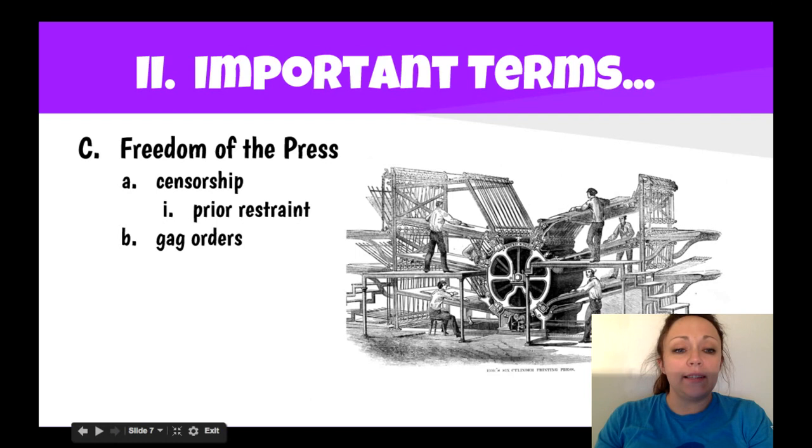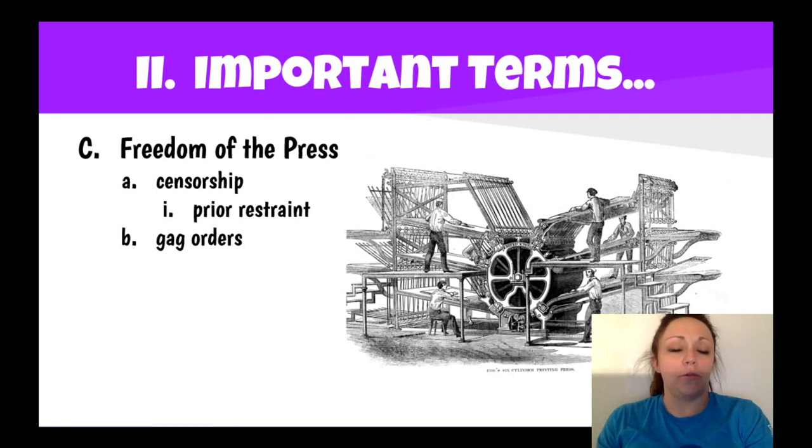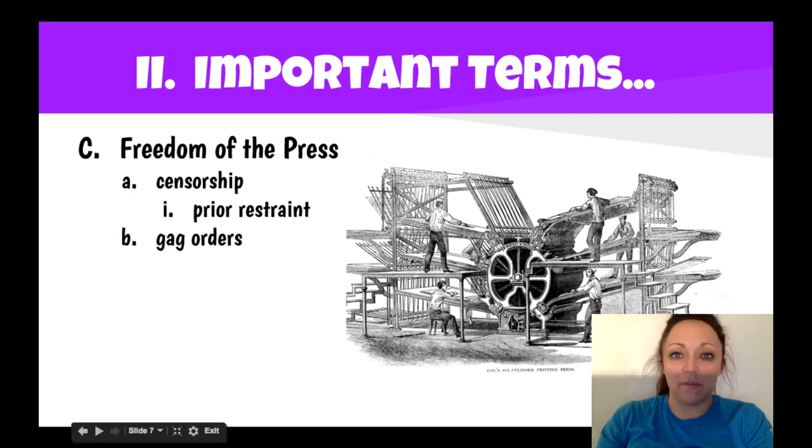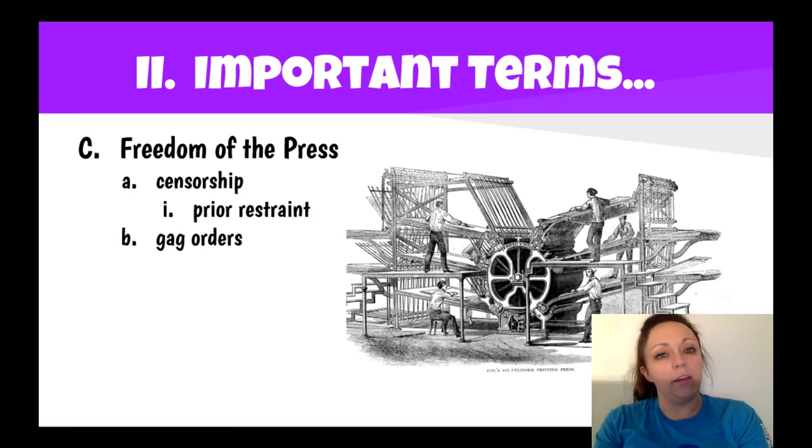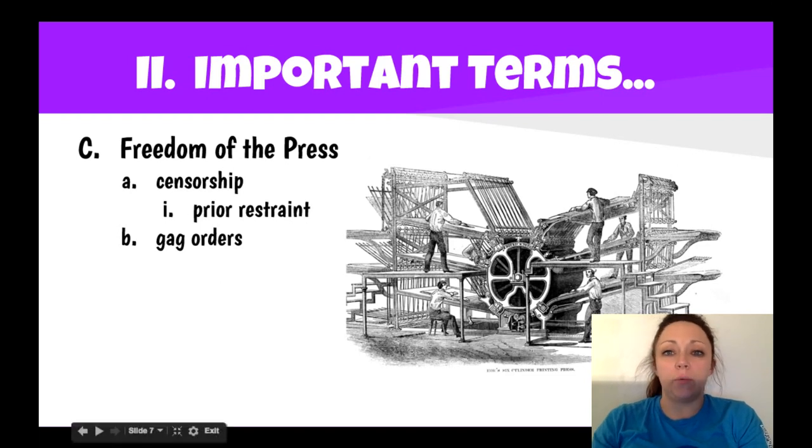And last but not least is a gag order, and I'm sure you've heard of this before whenever you watch crime television shows. A gag order is an order from a judge to prevent lawyers or anybody involved in a case from talking to the media about a case until that case is over. Okay? Now that is obviously a 100% violation of the First Amendment's freedom of speech. However, the freedom of a fair trial is deemed more important than free speech in this specific example. And we'll talk about a Supreme Court case that deals exactly with this.